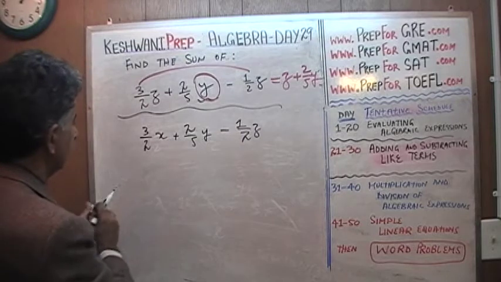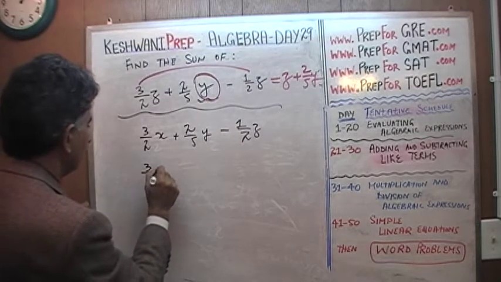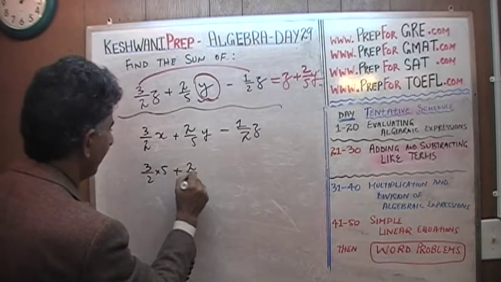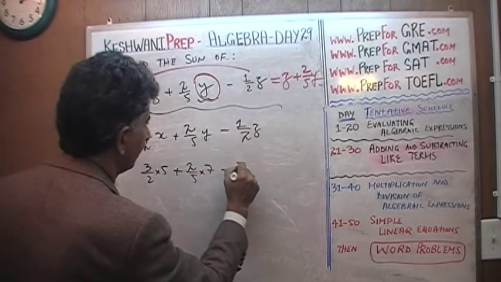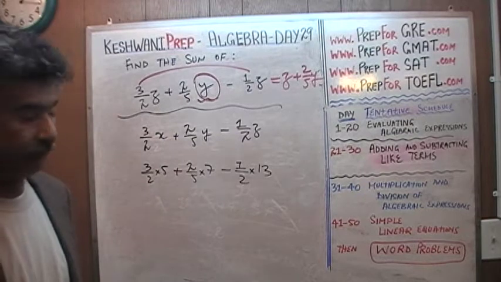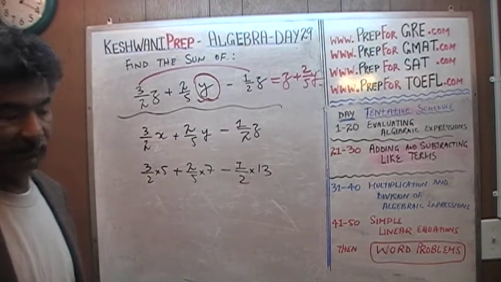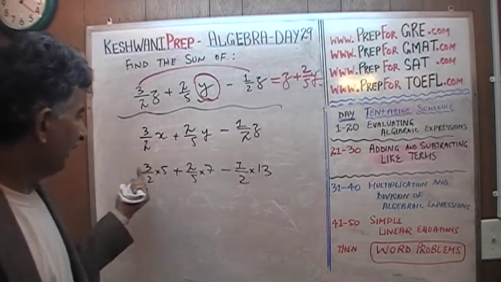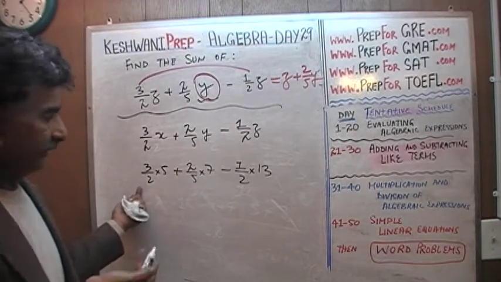It's like asking if we had 3/2 times 5 plus 2/5 times 7 minus 1/2 times 13. Well, how many 5s do we have? Combining a like term is the same as asking how many x's do we have? Only 3/2. There's nothing you can do here.